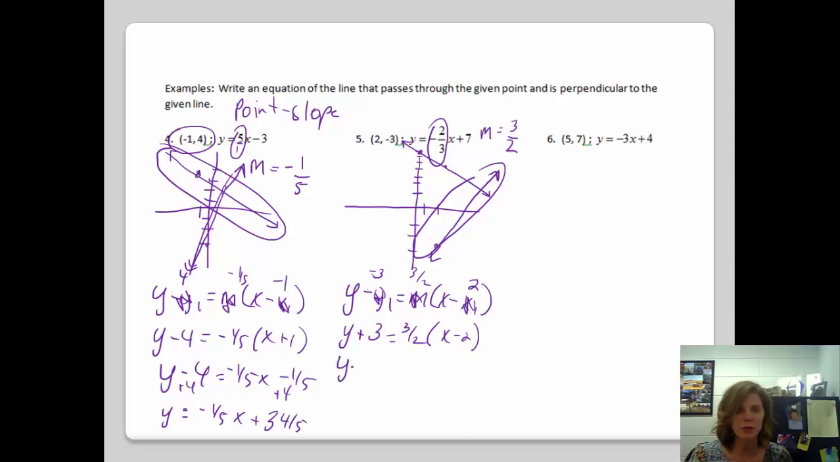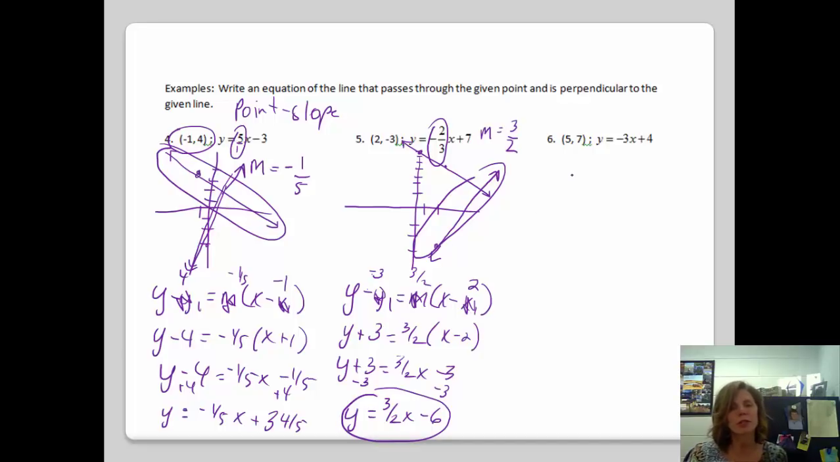I'm now going to distribute. So I'm going to have 3/2 x minus 3/2 times 2 is going to be 3. Now to finish this, I'm going to subtract 3 from both sides, so now I'm going to have y equals 3/2 x minus 6. So that's the equation of that line that I circled.